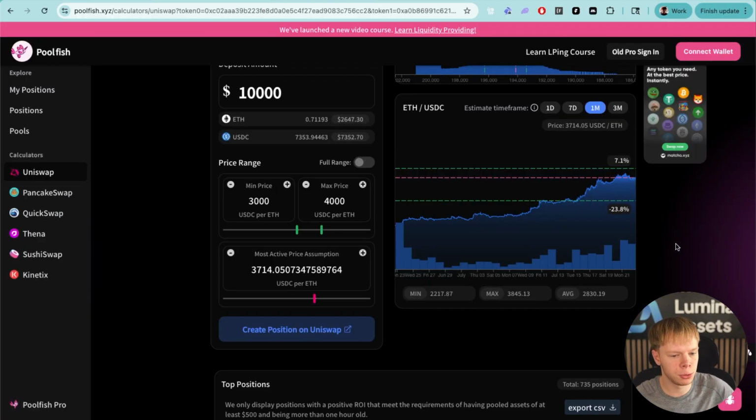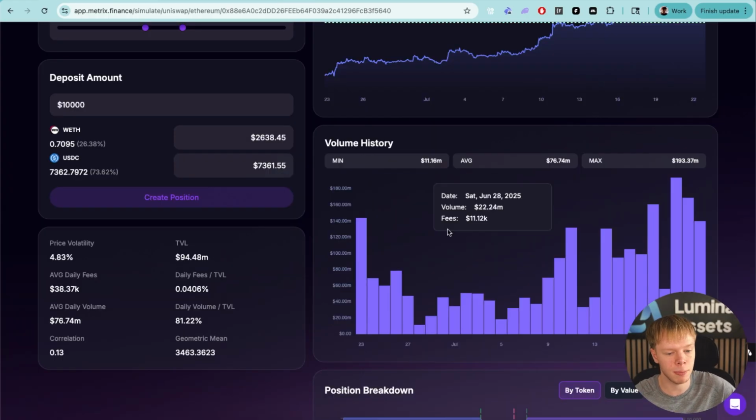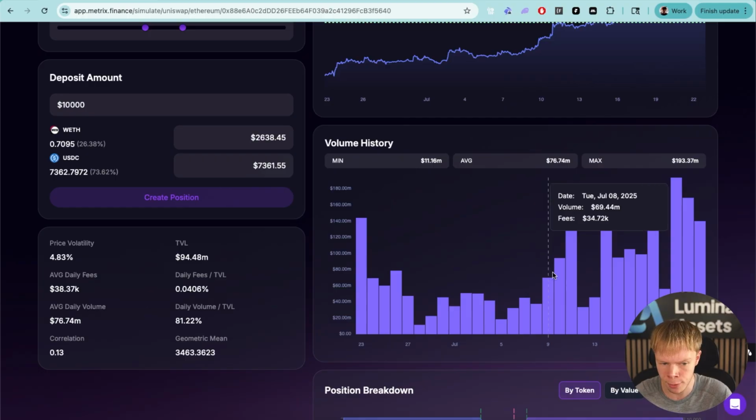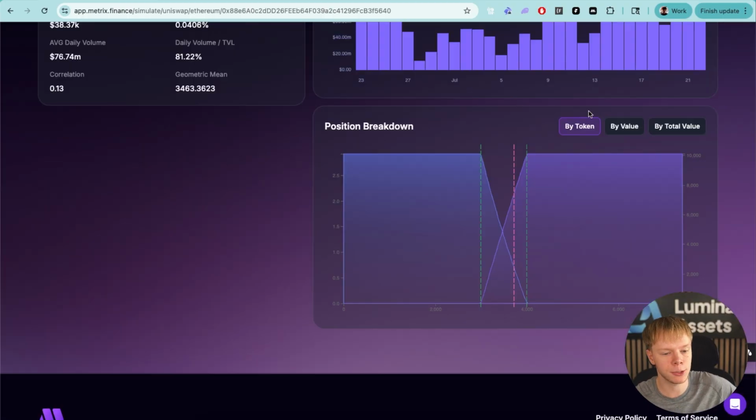On top of that, both tools have a volume history chart. It's just on PoolFish, the volume history chart is merged into the ETH USDC price chart, and you can't really see the actual dollar figures. Whereas on Metrix Finance, you have a dedicated chart. You could see min, average, max, and if you hover over it, you could see the exact amount along with the fees for that specific day. Metrix Finance also features a position breakdown by token, value, and total value chart. This allows you to see how your position performs over specific periods of time.